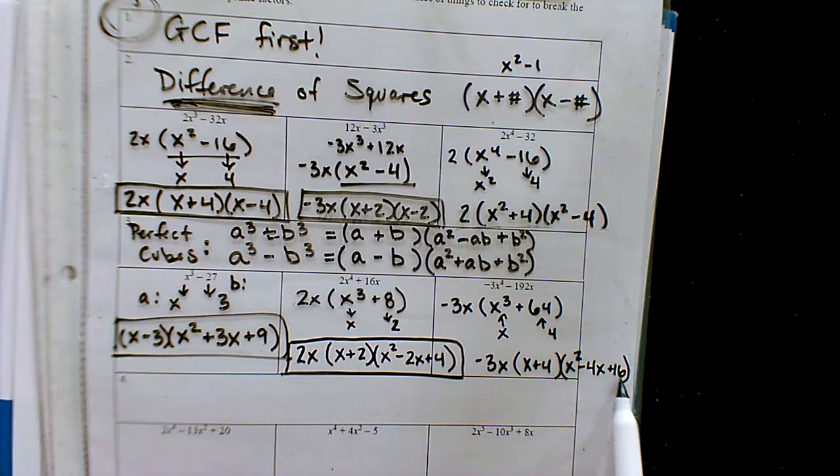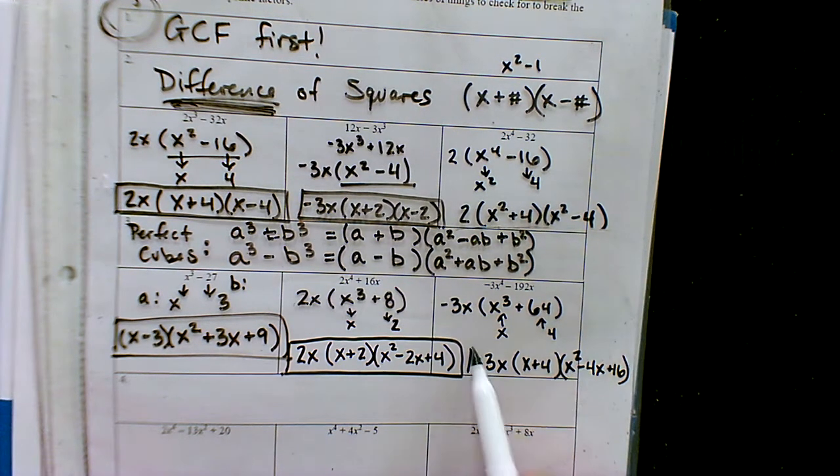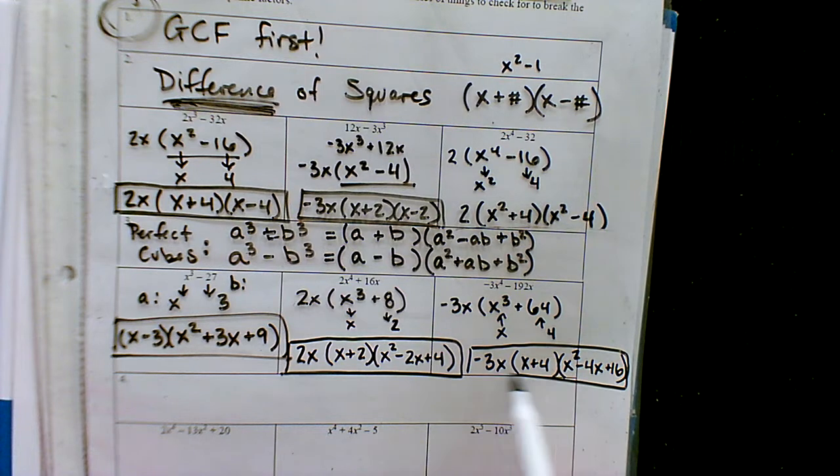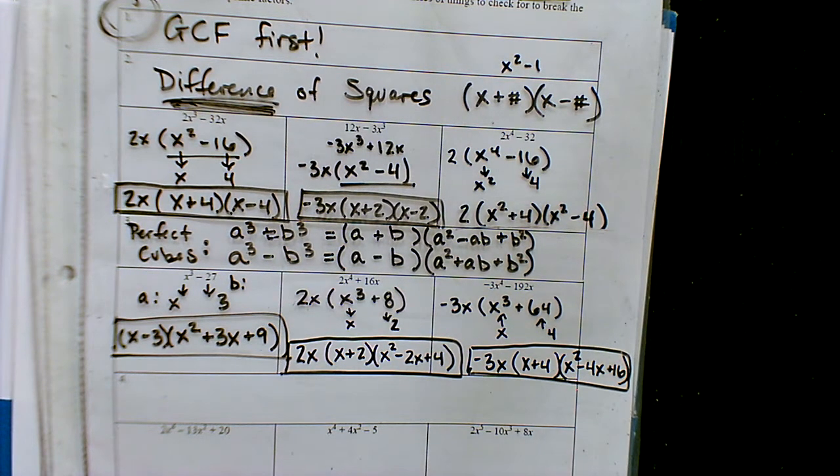Not really, because the only numbers that multiply to 16 are 16 and 1, 2 and 8, 4 and 4. You can't add to 4 for any of those, so we'll just leave it the way it is. All right, so perfect cubes might be new to us, but are we doing okay with that technique?